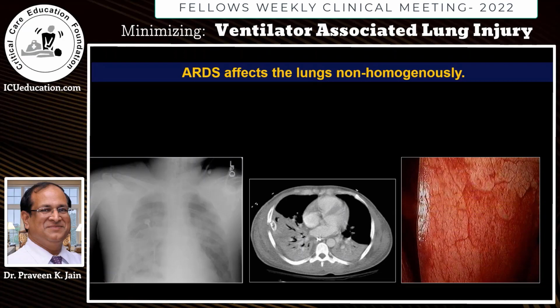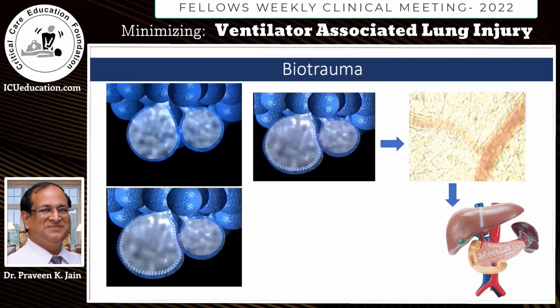In ARDS and acute lung injury, the lungs are inhomogeneously affected, both macroscopically as seen on the CT scan and microscopically at the alveolar level. This causes a problem of its own. What is biotrauma? When two adjacent alveoli have different compliances and they are ventilated, the normal alveoli would expand, whereas the stiff alveoli would not, and this would generate a tremendous shearing, tearing stress in the septum between these alveoli. Let me demonstrate this using an animation.